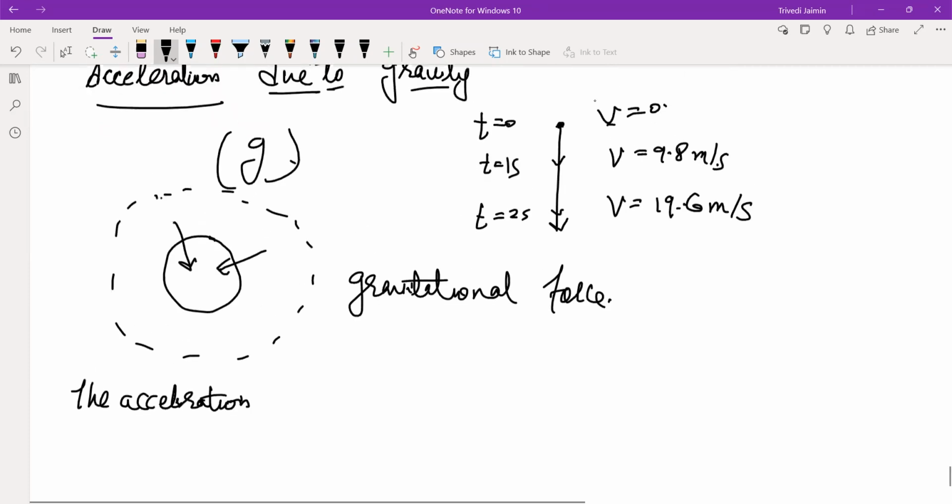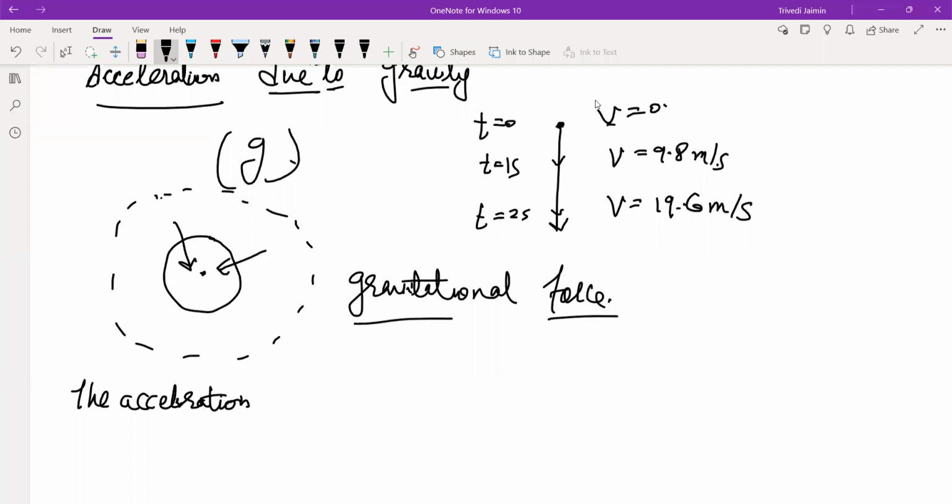Okay, as I was saying, the Earth is attracting us. Who is attracting this? It is due to gravitational force, gravity. We are getting attracted towards the center of the Earth. Yes, sir, towards the center.